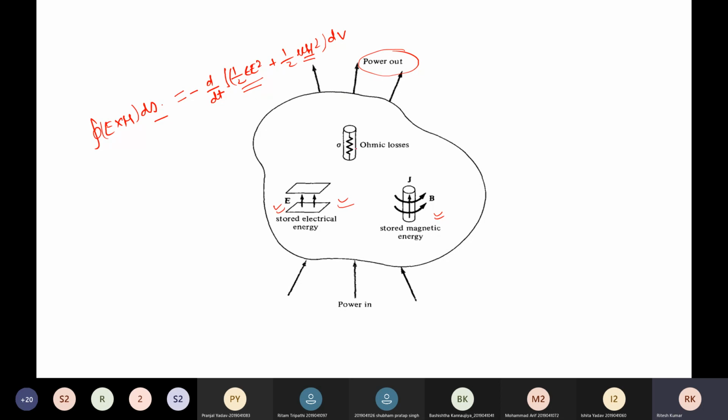And ohmic loss means the heat loss, or loss through any resistor, that is known as ohmic loss. This is because of the conductivity and the dimension of our material. So this represents ohmic loss. These three are the decrease or loss or dissipation inside the medium due to change in electric energy, change in magnetic energy, or ohmic loss, and this is finally our power output.